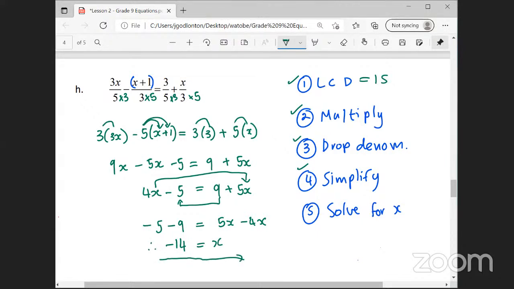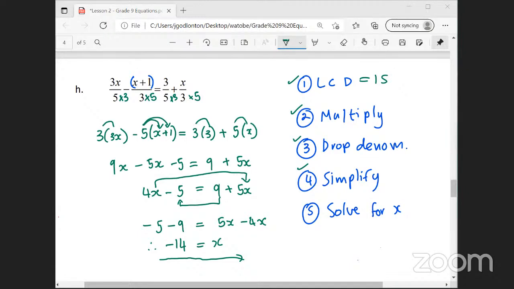Do I have anyone who got that 100% right? Either you can unmute yourselves and let me know, or you can tell me in the chat. Did anyone get x is equal to negative 14? Yay! Exciting.